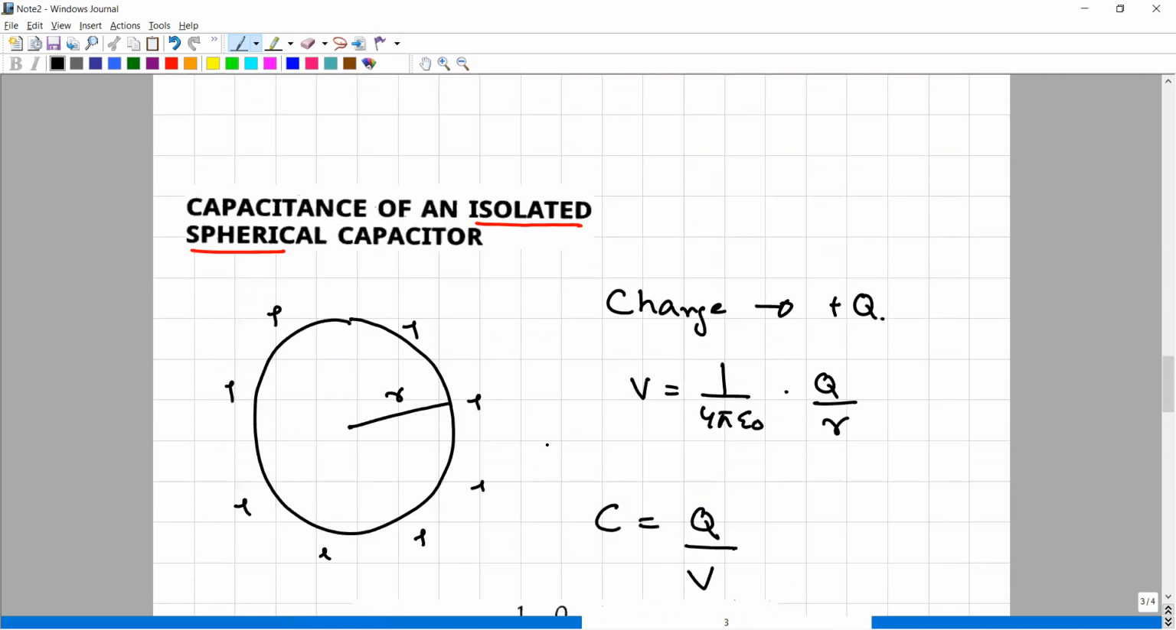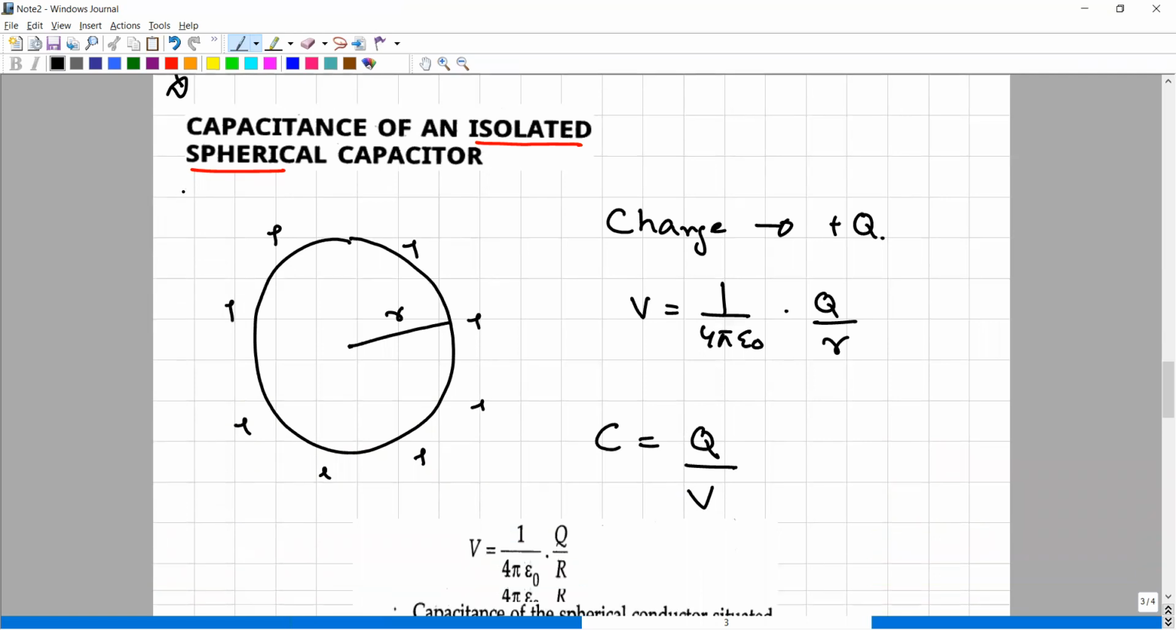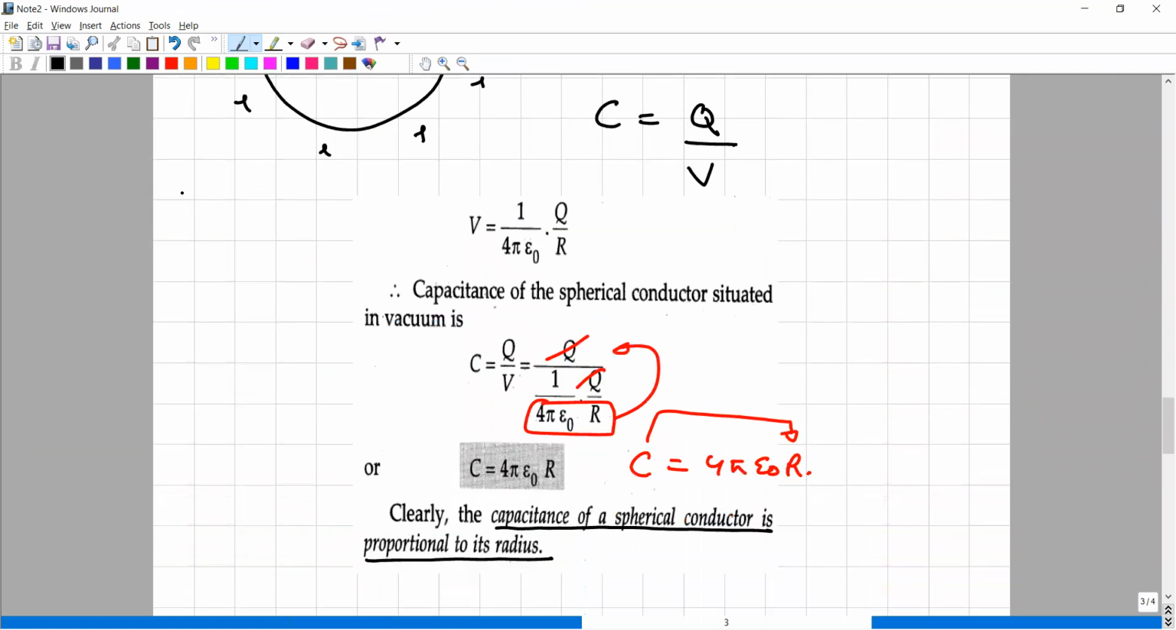Now go back to the video beginning. Go from the point, capacitance of an isolated spherical conductor, and watch it once again. Okay, pause wherever you feel like and watch it once again.